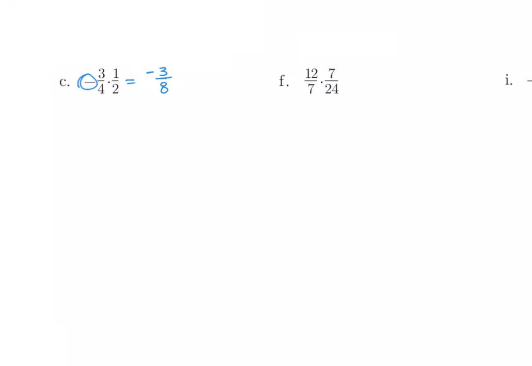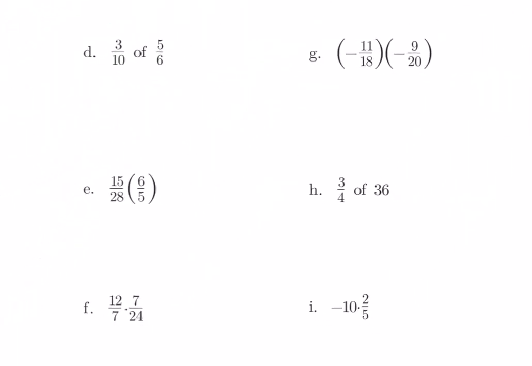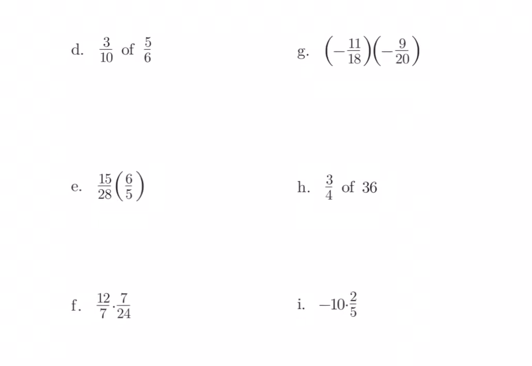Okay, now these are the base case examples, so now let's get into something a little bit more challenging. Let's look at example D. Let's go ahead and multiply straight across to start off with. First off, remember that the word of means times. So if we multiply straight across, we get 3 times 5 is 15. 10 times 6 is 60.